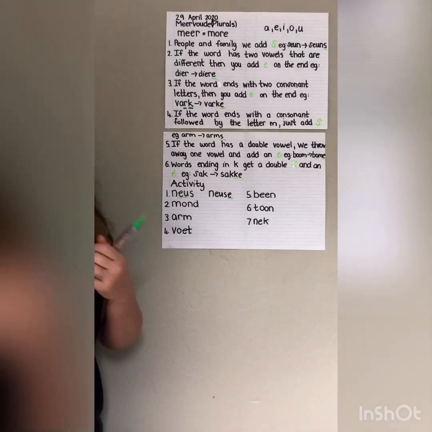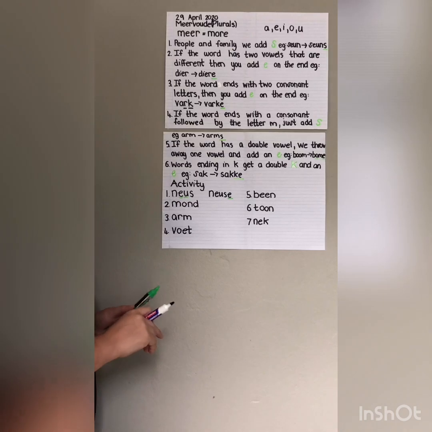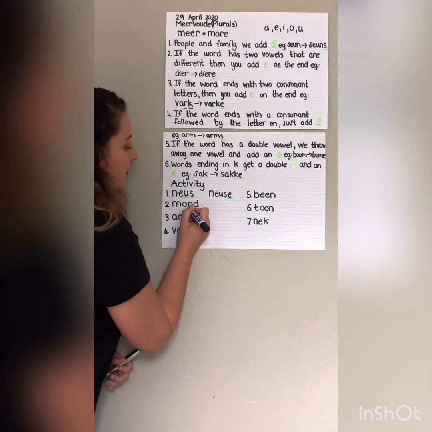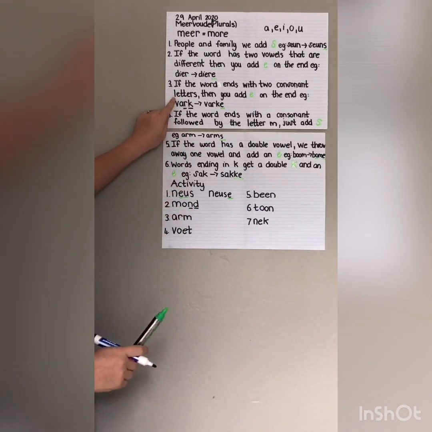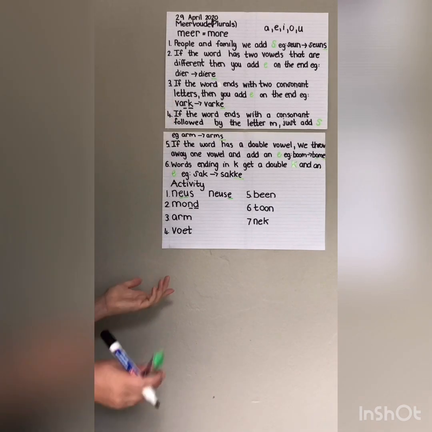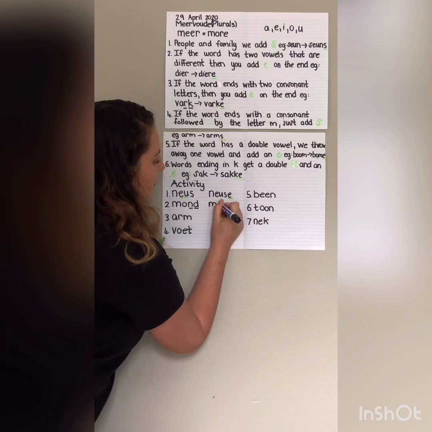The next one is mond. Mond is the Afrikaans word for mouth. Mond ends with two consonant letters. Remember, they're not vowels, it ends in an N and a D. So our rule tells us that when a word ends with two consonant letters, we can add an E on the end. And our word becomes monde for mouths.